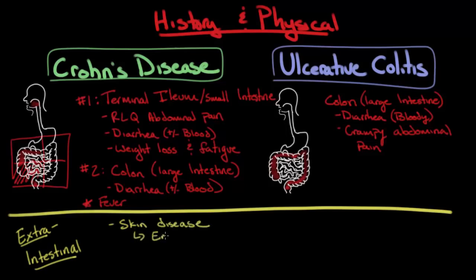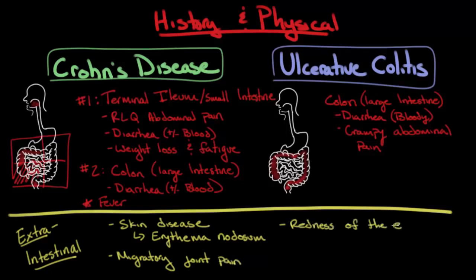such as these red, tender nodules that are known as erythema nodosum. They can also include joint pain that often seems to migrate between different joints, such as the shoulders, elbows, hips, and knees, as well as redness of the eyes and liver disease.